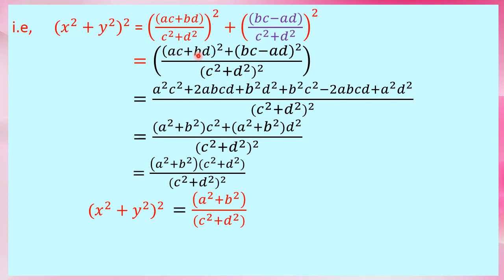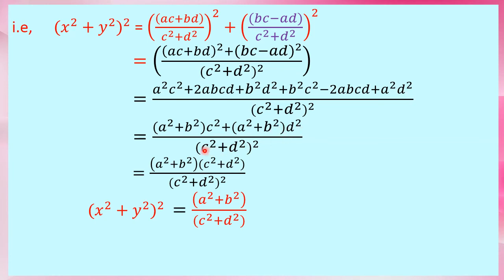We will get a²c² + 2abcd + b²d² + b²c² − 2abcd + a²d². Now, 2abcd will get cancelled, and (a² + b²) in the whole square, a² + b² into c². c² is common in these two terms, a²c² + b²c², and d² is also common in the terms b²d² and a²d². So (a² + b²) into d² divided by (c² + d²) the whole square.